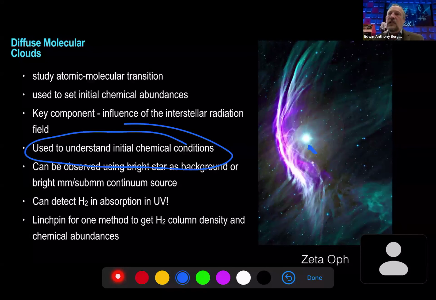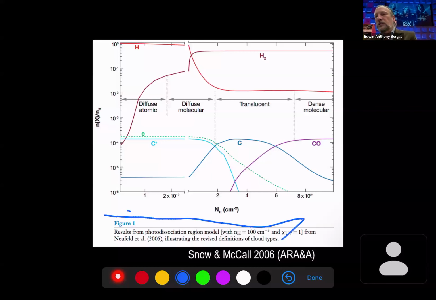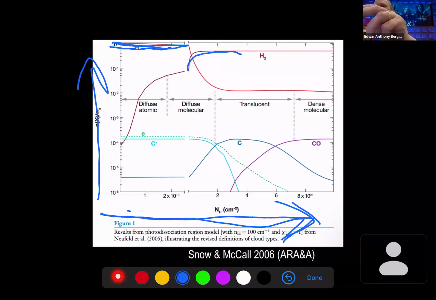And the neat thing is in the ultraviolet, which is where a lot of these observations are done, you can also detect H2 in absorption. So this is what I'm talking about. This is density, or column density, in this direction. Okay, so I'm getting denser and denser heading this way. And this is abundance. Okay, so in a diffuse cloud, you have hydrogen, and then you form H2. All right, and you can see this is what we call a diffuse molecular cloud.